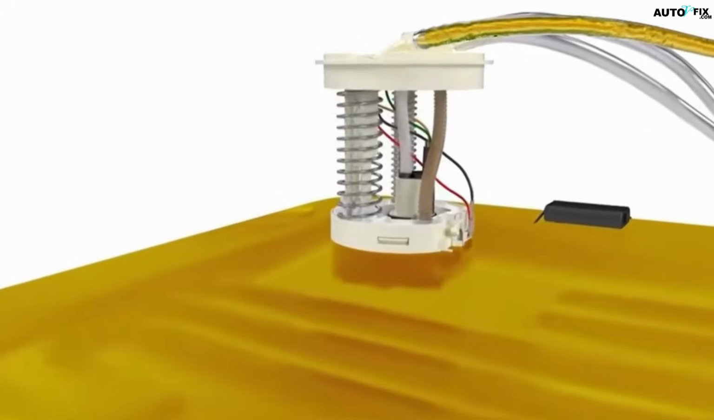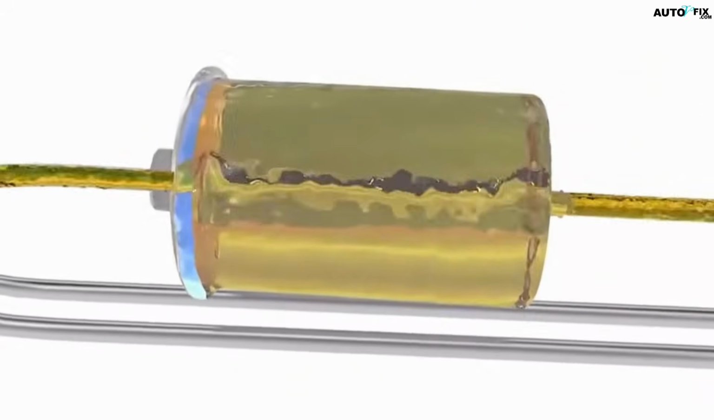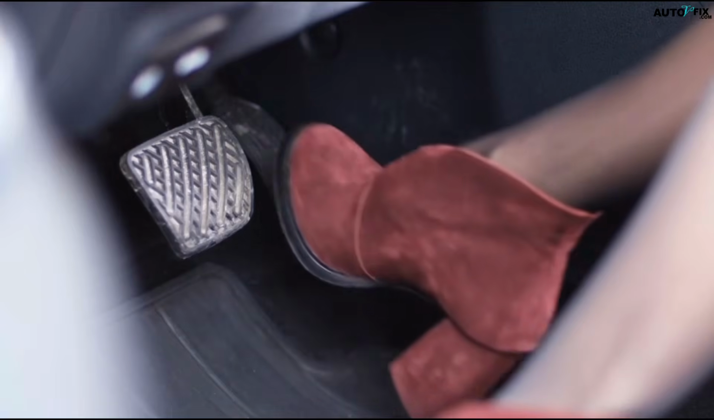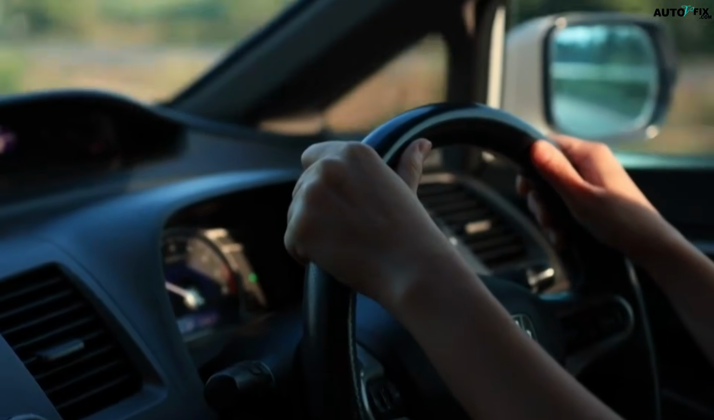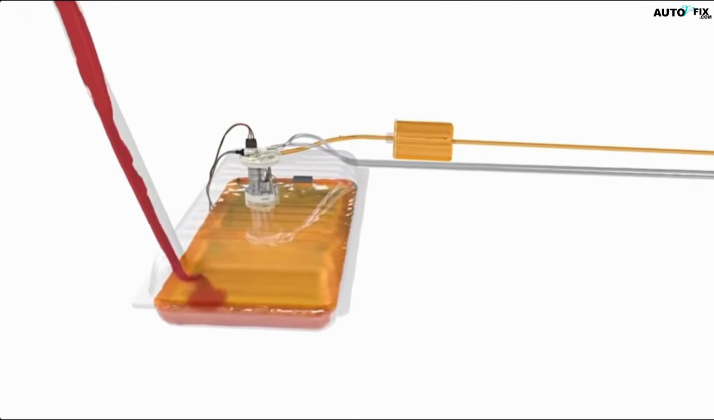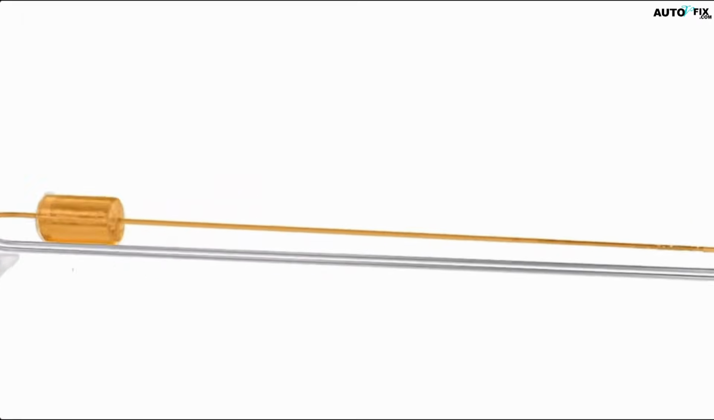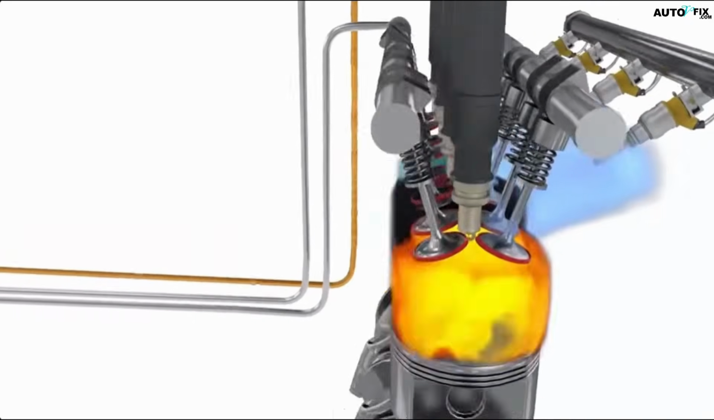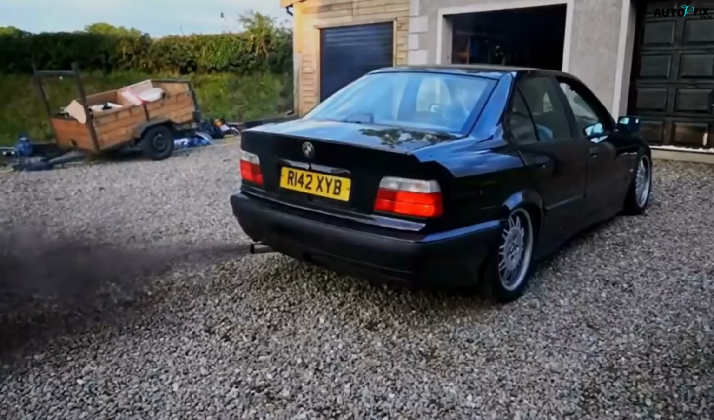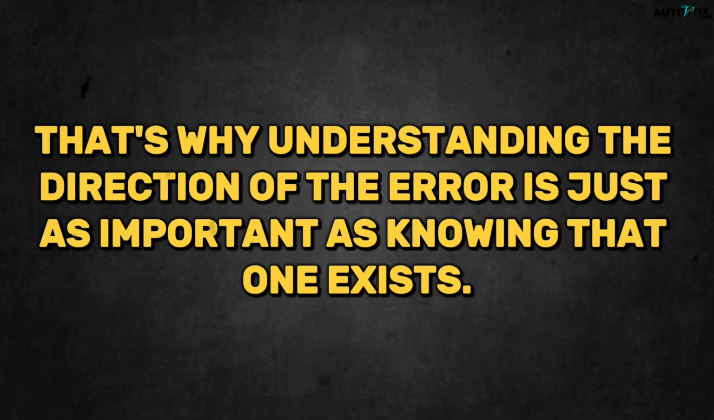If the airflow reading is too low, the computer injects less fuel than the engine actually needs. The result can be hesitation, poor acceleration, rough idle, or lean running conditions. If the airflow reading is too high, the engine computer adds more fuel than necessary, reducing fuel economy and, in some cases, producing black smoke from the exhaust. That's why understanding the direction of the error is just as important as knowing that one exists.